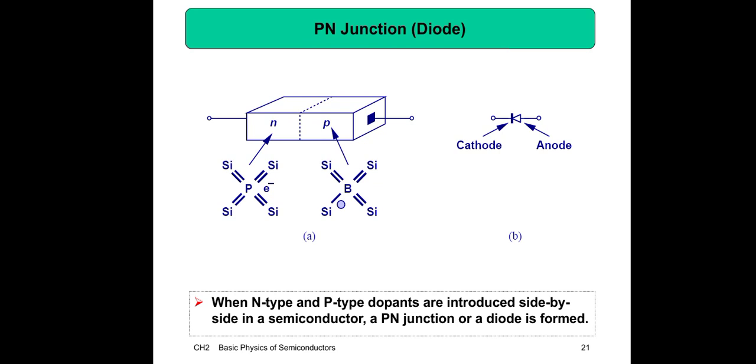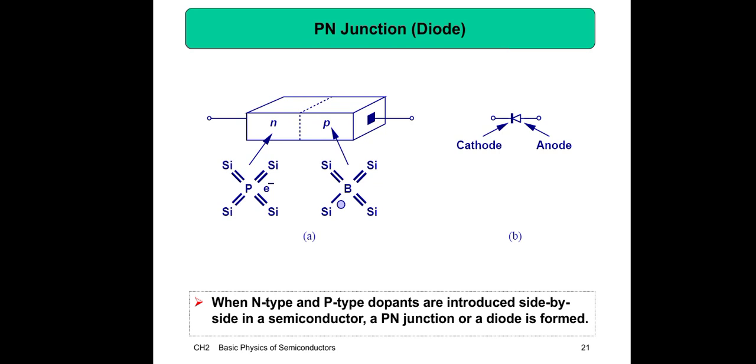When N-type and P-type dopants are introduced side by side in a semiconductor, a PN junction or a diode is formed. So for making a PN junction diode, a piece of semiconductor is taken, and in one part of the semiconductor doping of N-type impurity is done, and in another part P-type doping is done. So basically in the same semiconductor two regions are formed, one with N-type semiconductor and another with P-type semiconductor. So this device or this arrangement is basically called PN junction or diode.